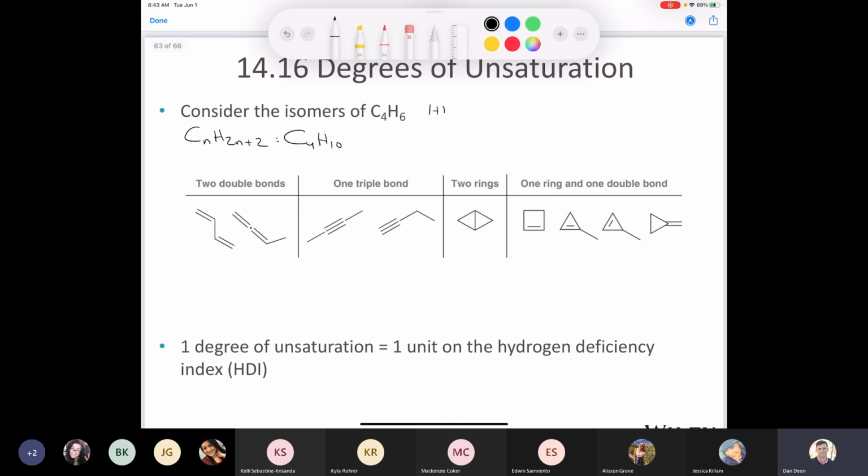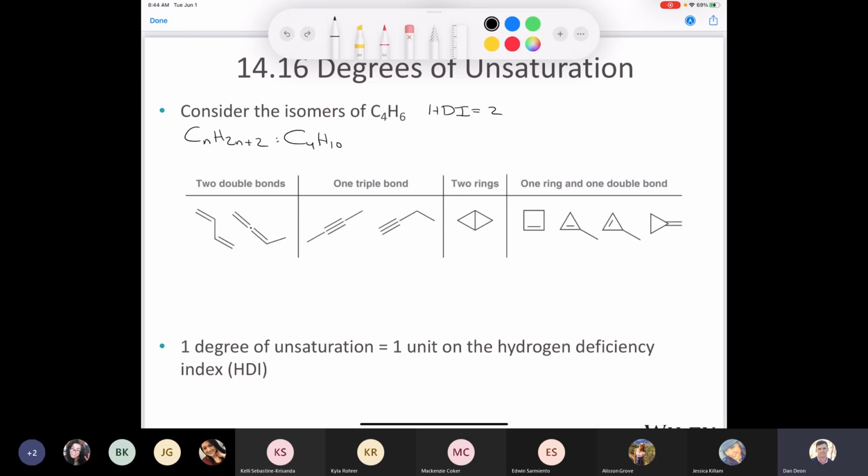So your HDI here is equal to 2. How can you have 2 units of unsaturation? You could either have 2 double bonds, you could have 1 triple bond, right? You could have a couple of rings, and then you could spice it up and have a ring and a double bond. Okay, so there's all kinds of isomers of C4H6, all right?